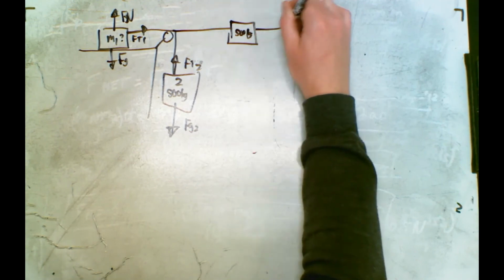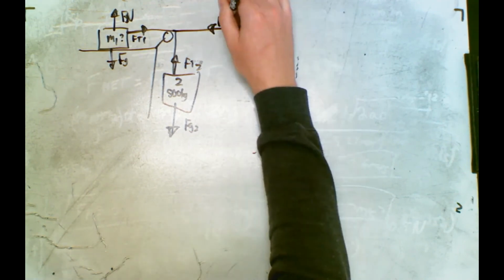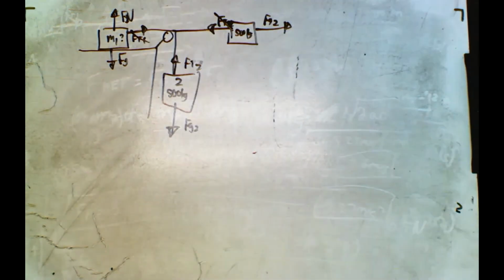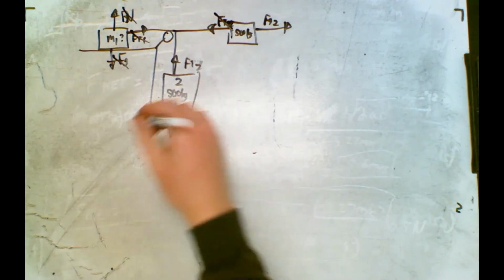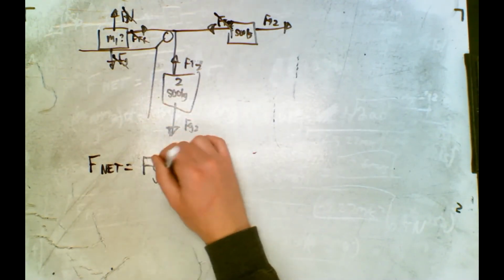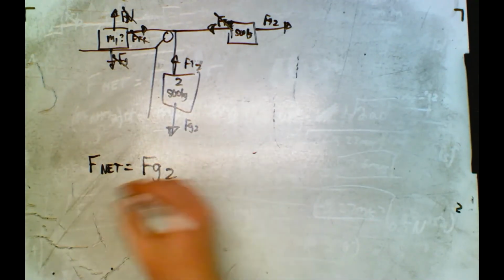When we straighten it out, FG2 goes up here, FT2 goes here. So this will cancel out with this, will cancel out with this, and we get our F net to just equal FG2, just like the one we did. We have to rearrange it differently.